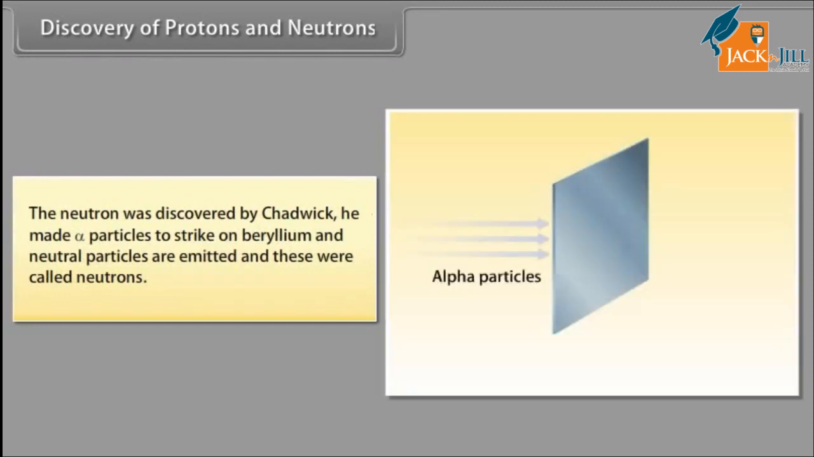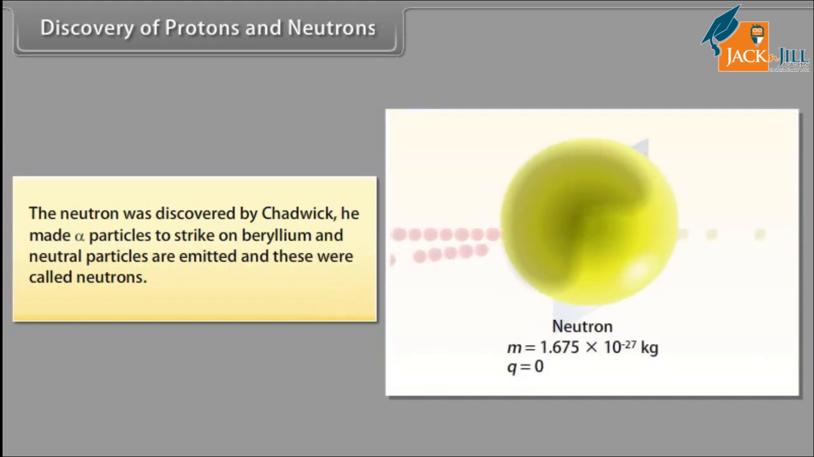The neutron was discovered by Chadwick. He made alpha particles strike beryllium, and neutral particles were emitted, and these were called neutrons.